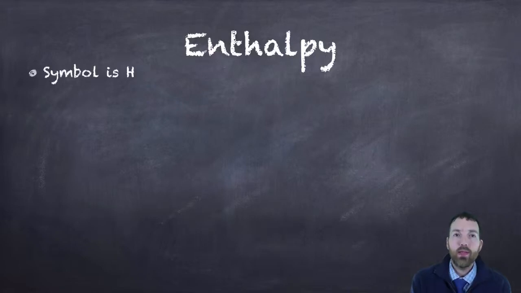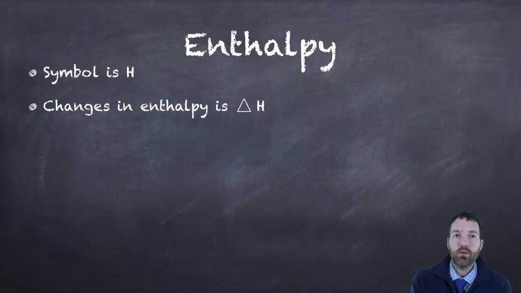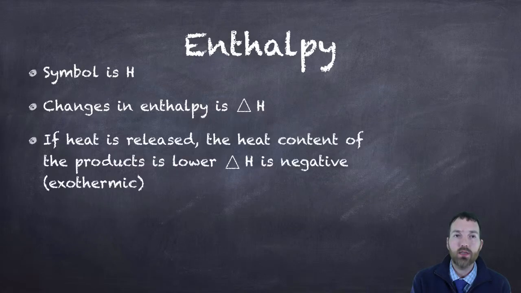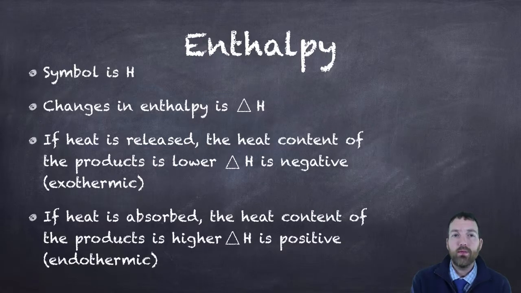Okay, so enthalpy symbolizes H, of course. Changes in enthalpy are delta H. We can't really measure enthalpy directly, only the changes. If heat is released, the heat content of the products is lower and delta H is negative, which means it's an exothermic reaction. If heat is absorbed, the heat content of the products is higher and delta H is positive, which would make it an endothermic reaction.